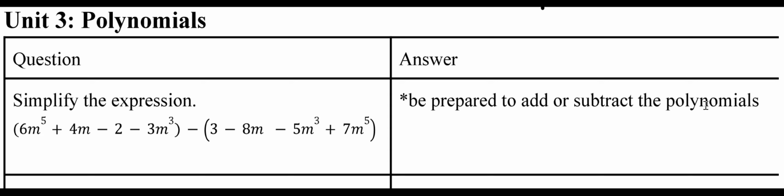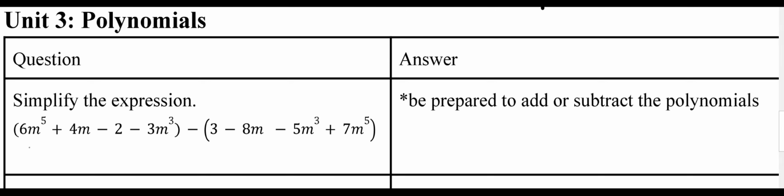And this is the first question, which asks us to simplify this expression. So in this case, what we're doing is subtracting these polynomials. And this right here is why I say we are subtracting them, because there is that minus sign in between the two polynomials. And so here's how I would do this.